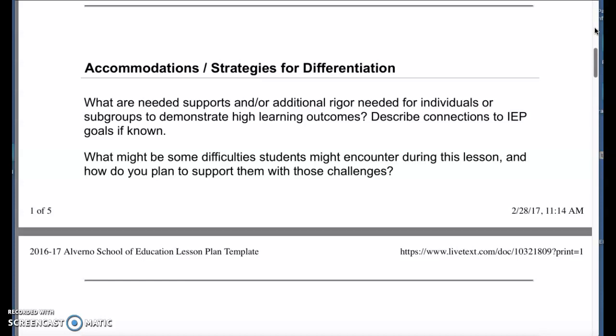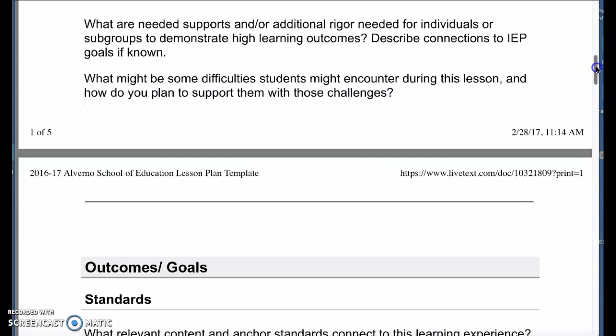What might be some difficulties students might encounter during this lesson, and how do you plan to support them with those challenges? So put lots of details in this section of how you can modify your lesson to meet the needs of students that might be struggling or students that might have a stronger understanding of the skills that you're working on.